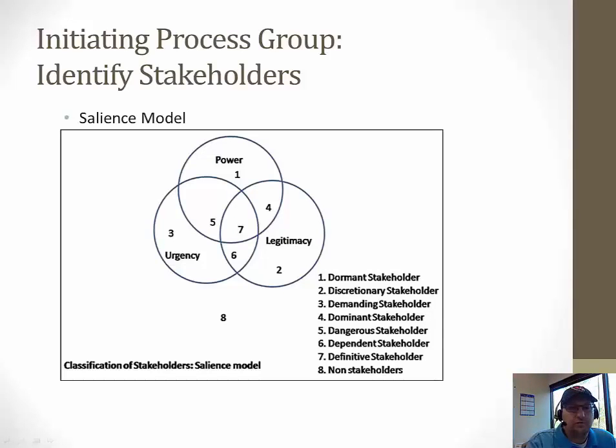So the most important class then obviously are those stakeholders who are classified as a 7, and that's the definitive stakeholders. And you need to meet this group's every need, as really they're crucial to your project because they've got the legitimacy, they've got the urgency to get things done, they also have the power. Their needs need to be responded to right away. Okay, so that's kind of the salience model.